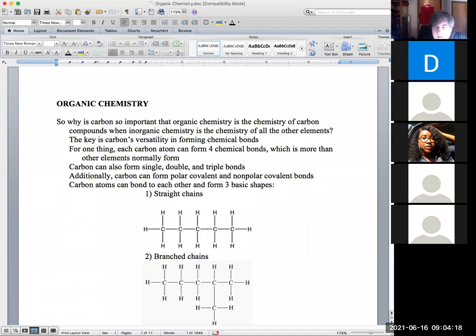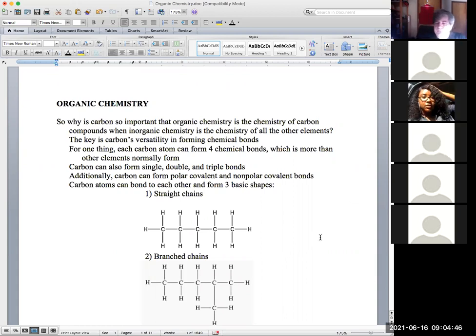And keep in mind that if we look at compounds that contain carbon, so organic compounds, there are as many organic compounds as there are inorganic compounds of all the other elements put together. So it's not like we separate carbon off and then it's a very small field of study. There's a lot of carbon chemistry. So let's think about what carbon does that's crucial. And really the key is carbon's versatility in making chemical bonds.